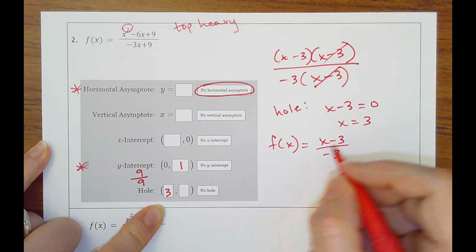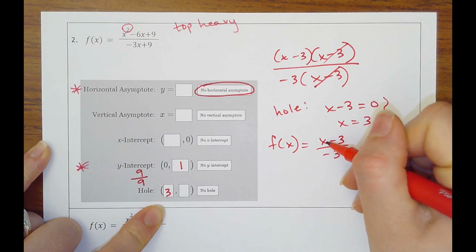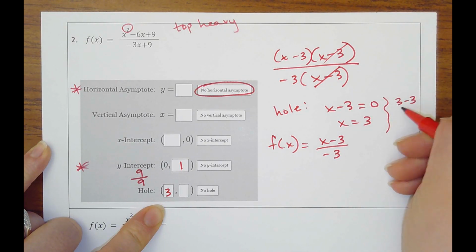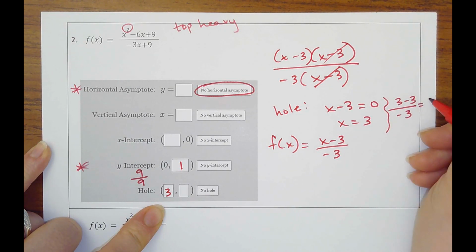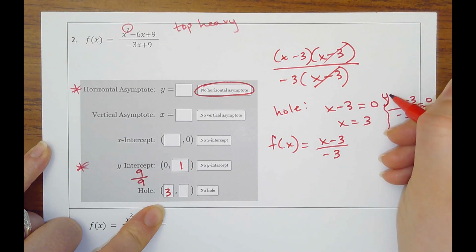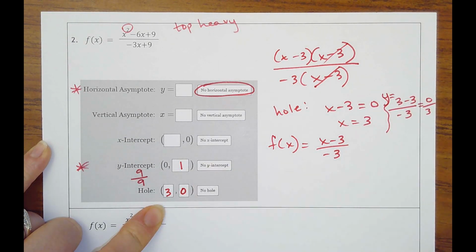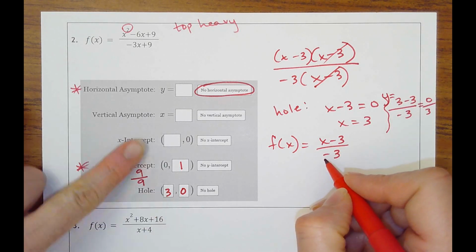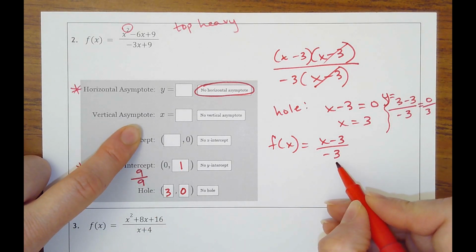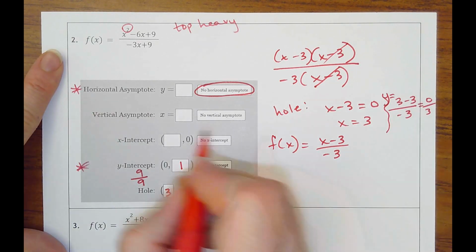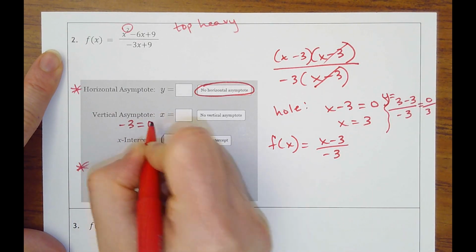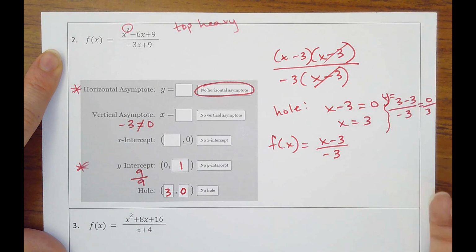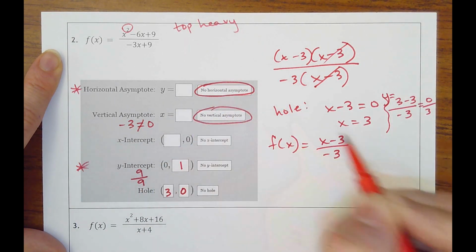So that would be 3 minus 3 divided by -3. Well, that's 0 divided by -3. So y is going to equal 0 is where the hole is at. Okay, and then I'm going to find the vertical asymptote. That is taking the denominator and setting it equal to 0. Well, I don't even have an x here to solve, so there's going to be no vertical asymptote either.